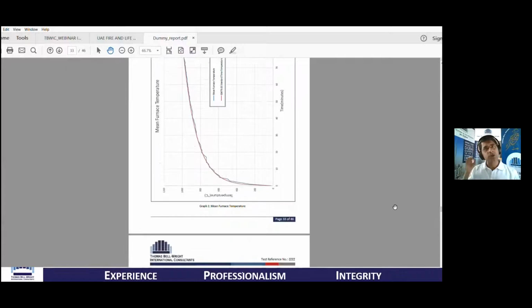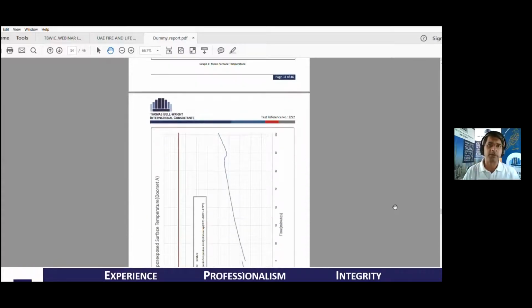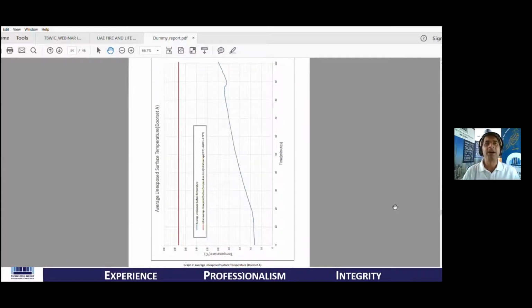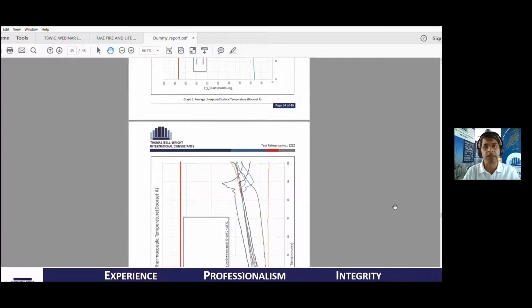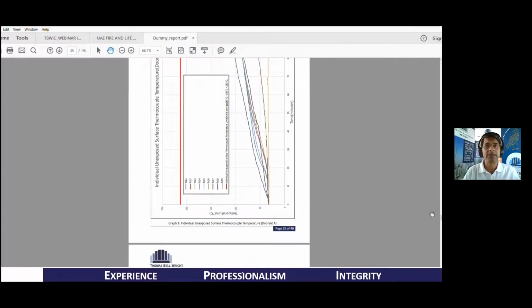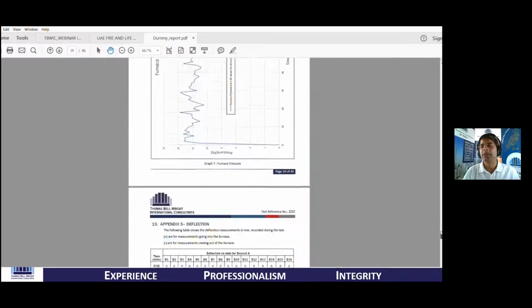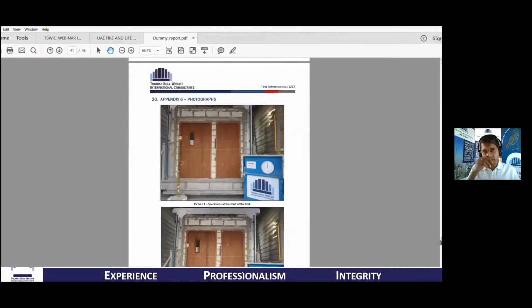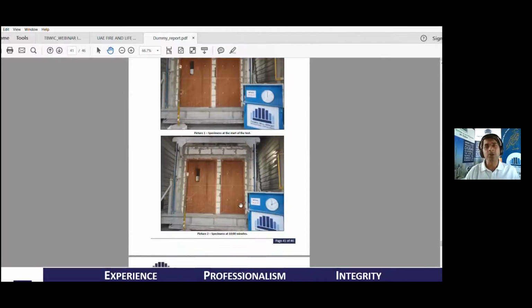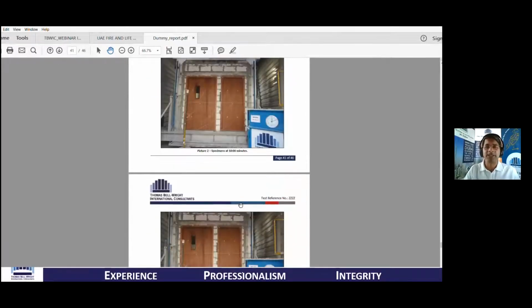So you will also see the thermocouples where the temperatures across the surface of the material are sensed. There are detailed graphs which capture the temperature throughout the course of the test that was done.